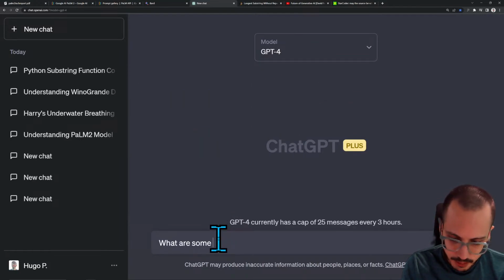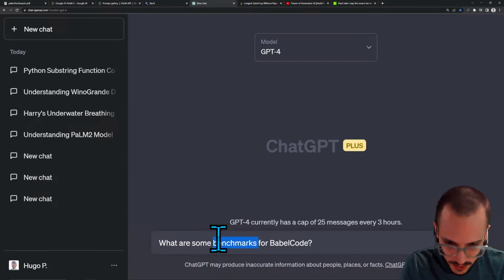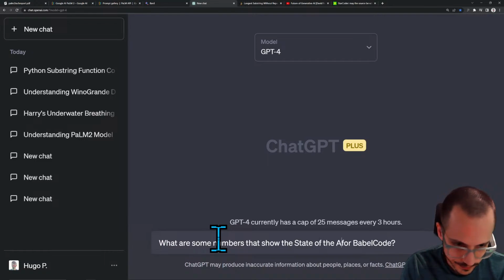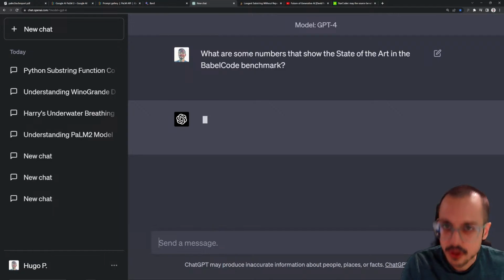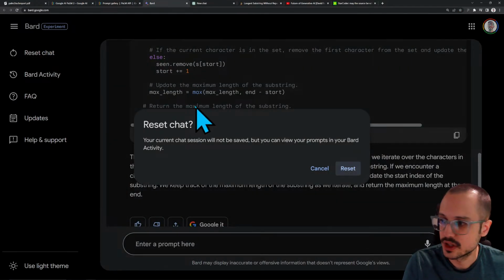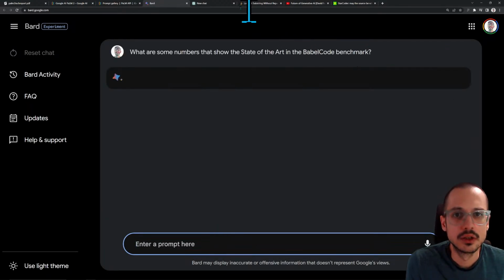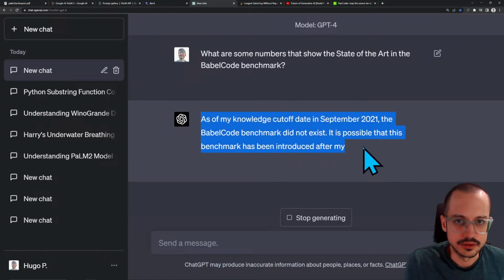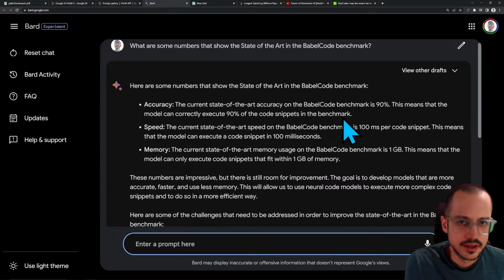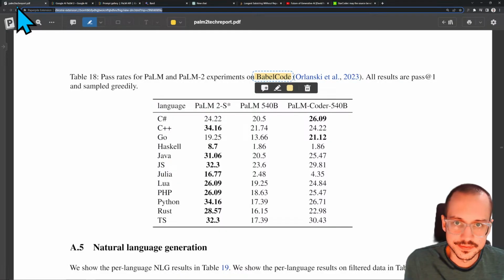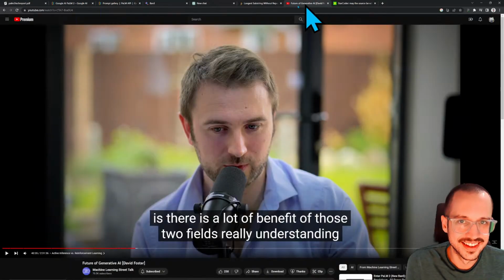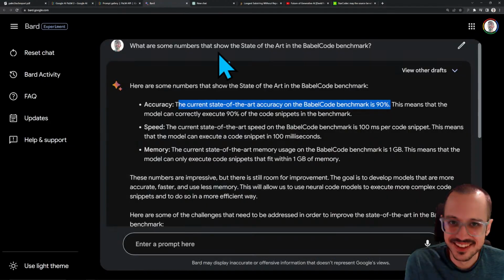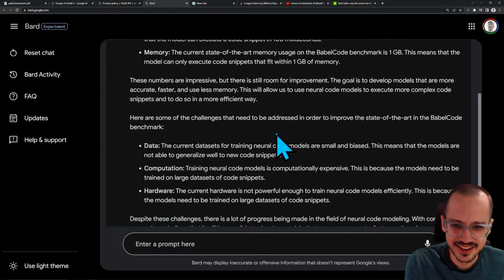What are some benchmarks for Babel code? What are some numbers that show the state of the art in the Babel code benchmark? Let's see. Reset chat. Okay. Babel code benchmark does not exist. State of the art is 90%. Is that true? No. It's not even close. Is this just straight up fake?